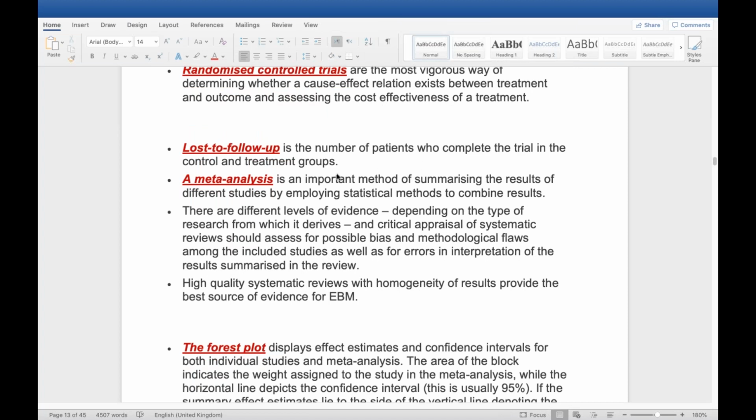Loss to follow-up. Yes, these are some definitions, isn't it? So loss to follow-up is the number of patients who did not complete the trial in the control and treatment groups. So there's something else in these randomized controlled trials. You might start the trial with, I'll just give an example really, 1,000 patients in the control group and 1,000 patients in the randomized group, and then by the end of your trial, there are some people who have been lost to follow-up.